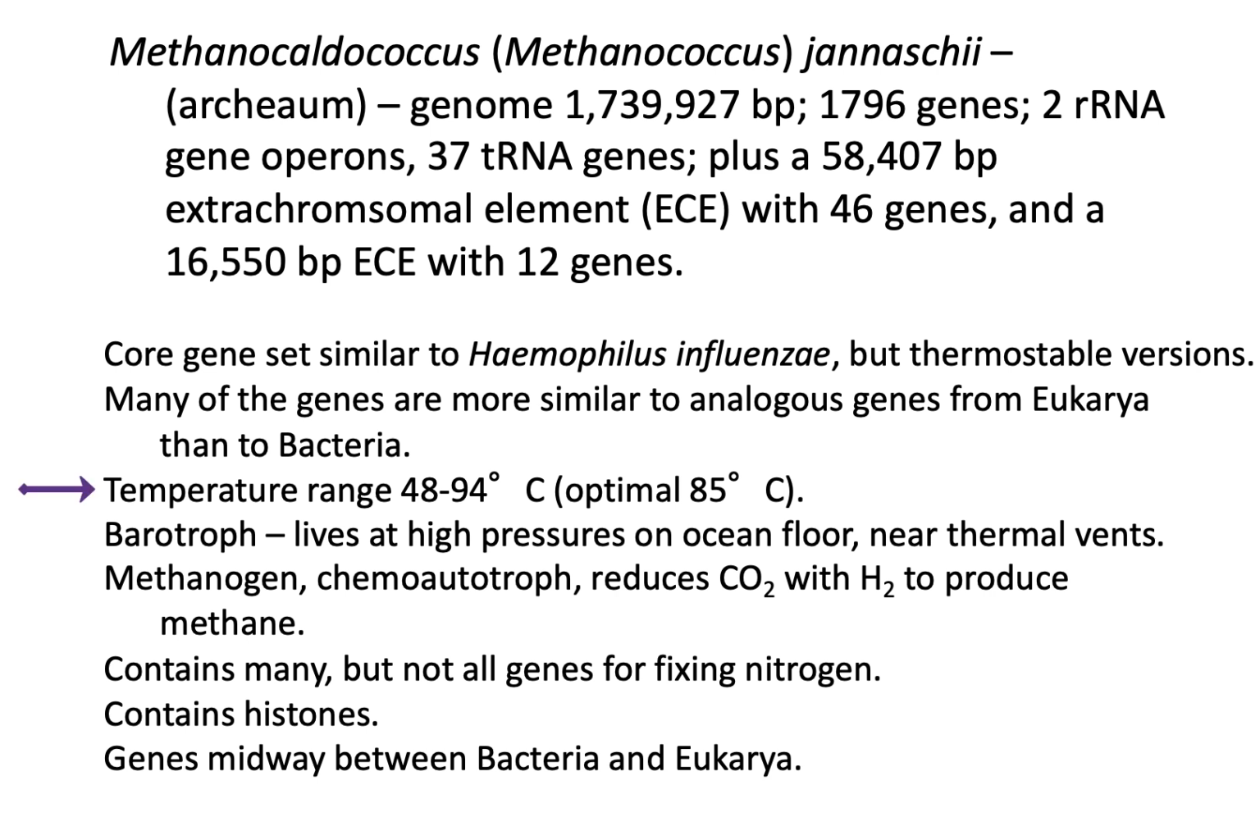eukaryotes. Temperature range 48 to 94 degrees, optimal 85, so they grow in high temperatures. It's a barotroph. It lives at high pressure on the ocean floor near thermal vents. It's a methanogen and a chemoautotroph and reduces CO2 with hydrogen to produce methane, so that's how it gets its carbon compounds. And it contains many, but not all genes for nitrogen fixation.